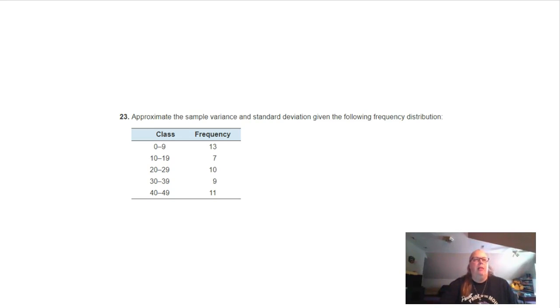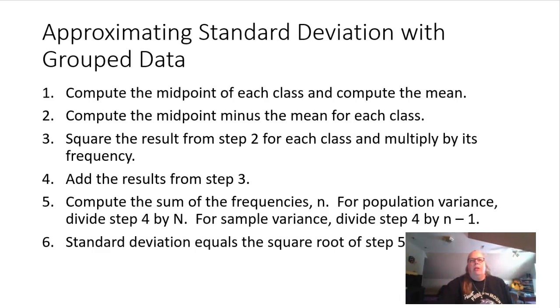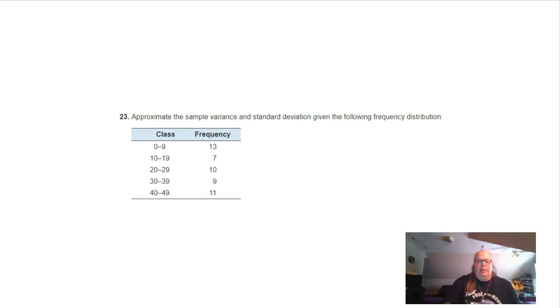All right, we back up one slide. Here are the directions for how to do this. Now, number 1 says to compute the midpoint of each class and then compute the mean of those midpoints. Okay, we can see based on the problem here, we can figure out what our class size is. Our class size, 10 minus 0, that's going to give me 10, and we can check it here to make sure they're the same. 20 minus 10, yeah, that's 10, and then 30 minus 20, so our class size is going to be 10.